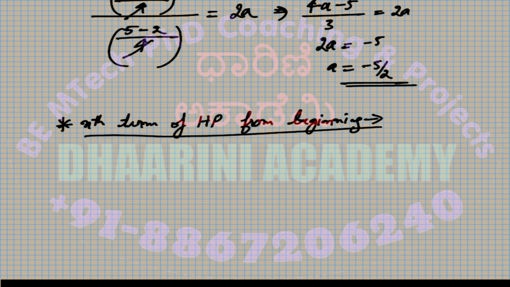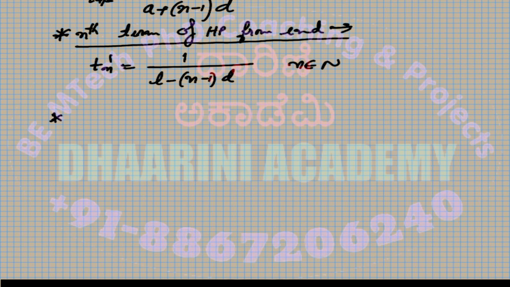Okay, now we can use these two concepts to derive something. Let me directly give you that result which we can use here. If I try to write the nth term from the beginning of HP and the inverse of the nth term from the end of HP, it is nothing but A plus L. The same rule is still applicable here.